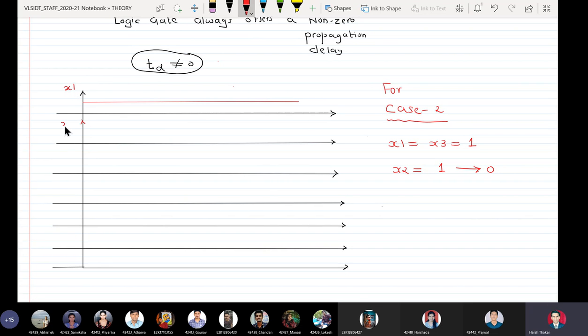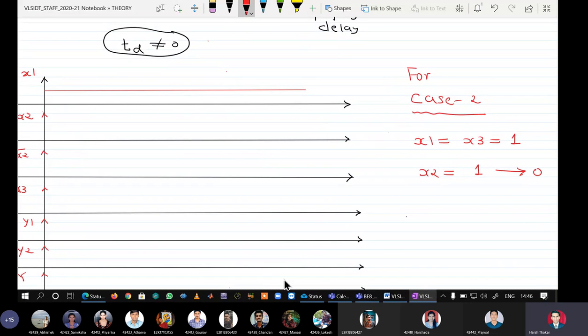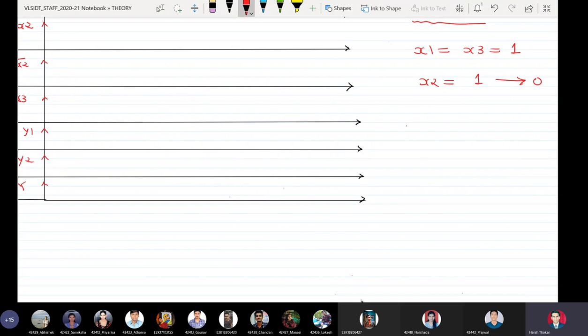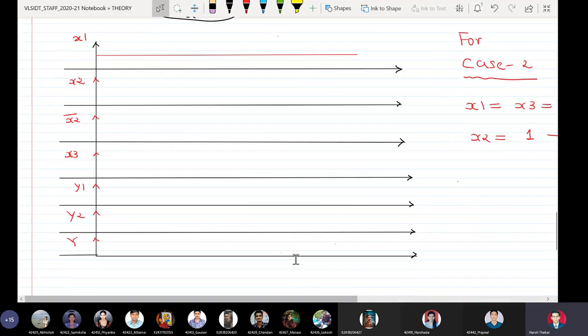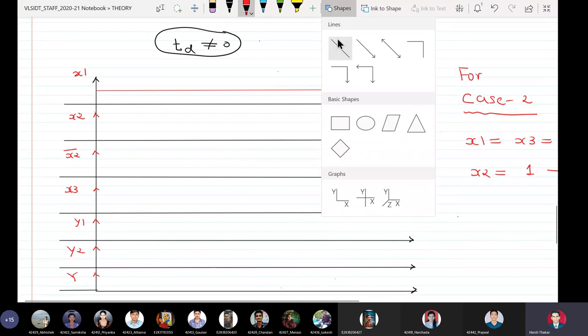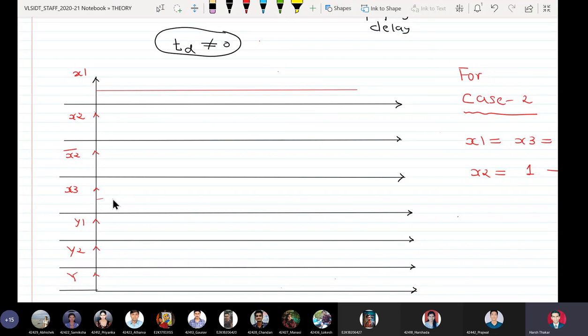X1, X2, X2 bar, X3, Y1, Y2 and Y. So x1 and x3 are 1. x2 is also 1 for some time, and then it goes to 0.